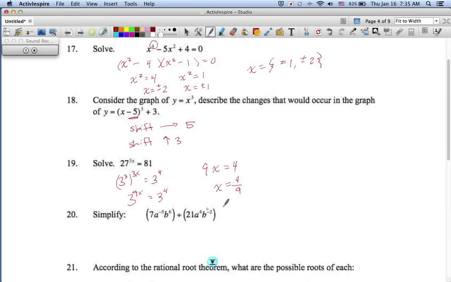Here, I'm going to rewrite this one. 7, a to the negative 5, b to the 6, divided by 21, a to the 4th, b to the negative 2. At this point, 7 over 21 is 1/3. These 5 a's are going to join the 4 down here and give us a to the 9. These 2 b's are going to join the 6 up here and give me b to the 8th. And of course, you don't need to write that 1.